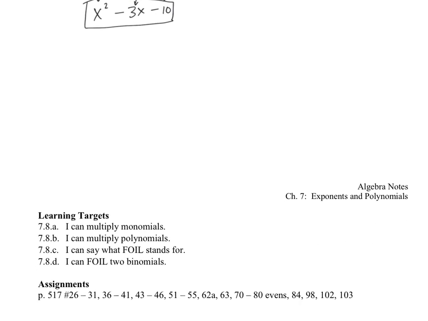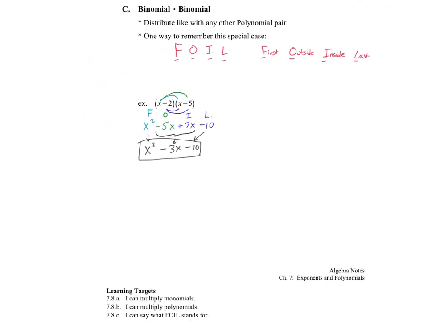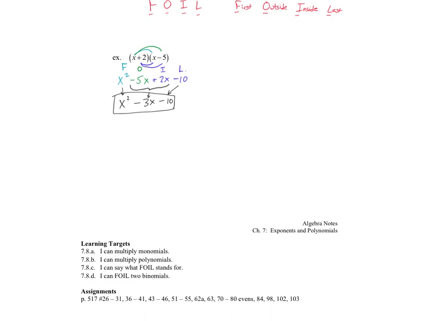So that should be covering these 4 learning targets. You can multiply monomials, that was Roman numeral 1, multiply polynomials, that's Roman numeral 2, and then over here in letter C, we got to what FOIL stands for, so the first, outside, inside, last, and you can FOIL 2 binomials, that would be the last example.